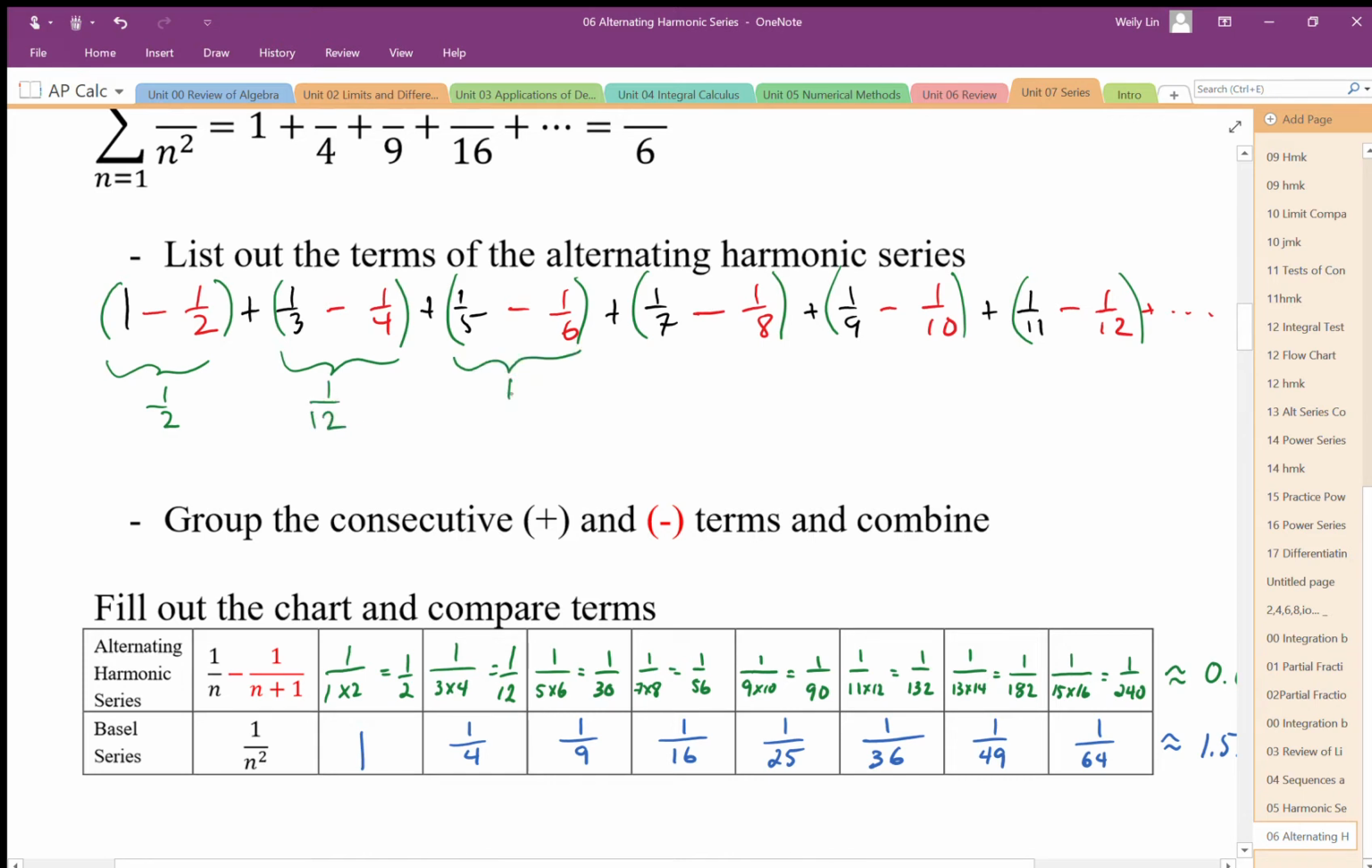This becomes 1 over 5 times 6, 1 over 7 times 8, 1 over 9 times 10, and 1 over 11 times 12, and it goes on and on and on.